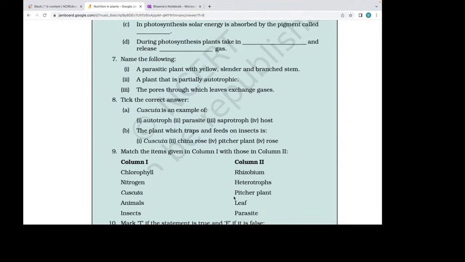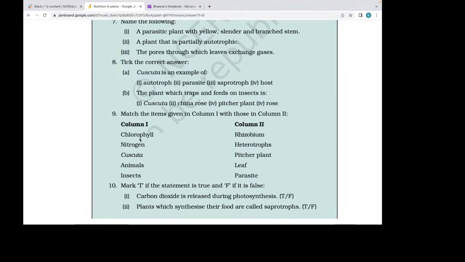Okay. Now ninth is match the items given in column first with those in column second. Okay, so chlorophyll. I think leaf, isn't it? कहाँ present होता है chlorophyll? It is present in the leaf.